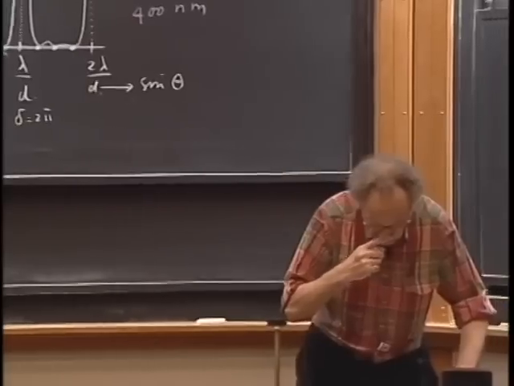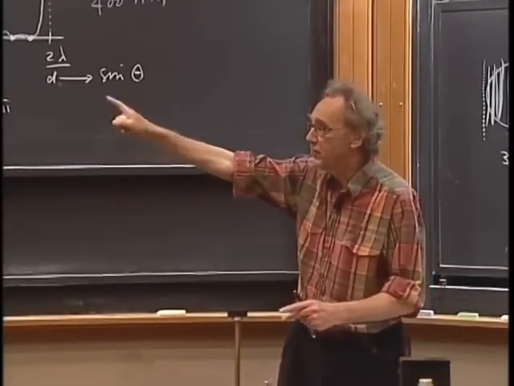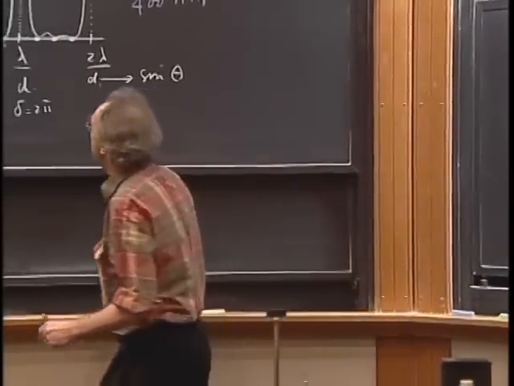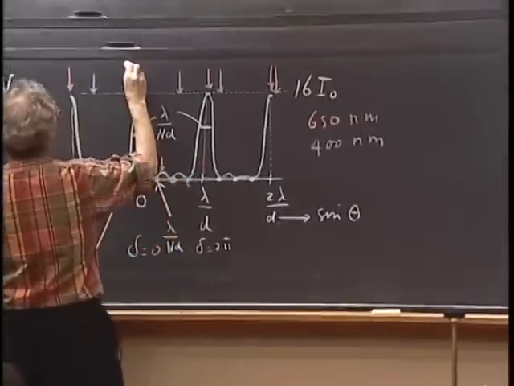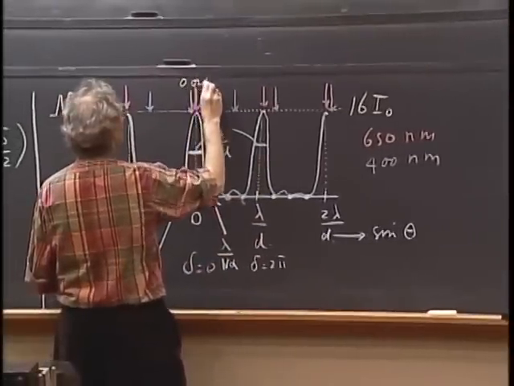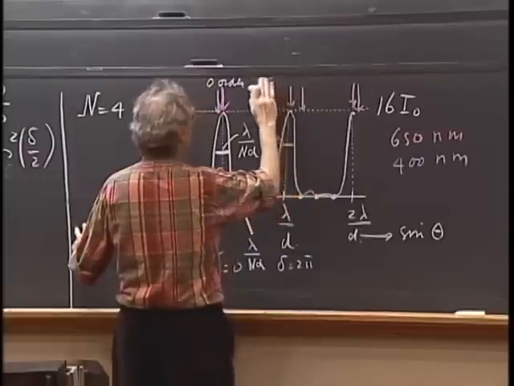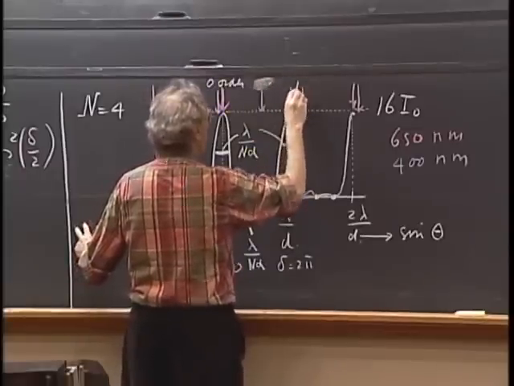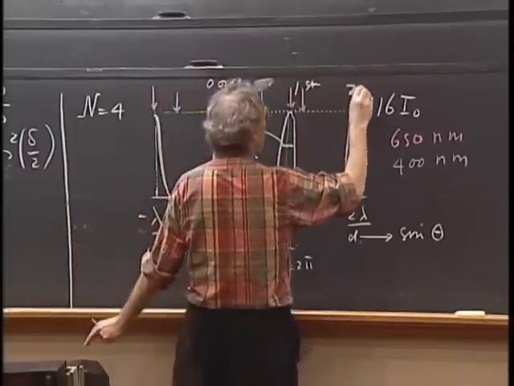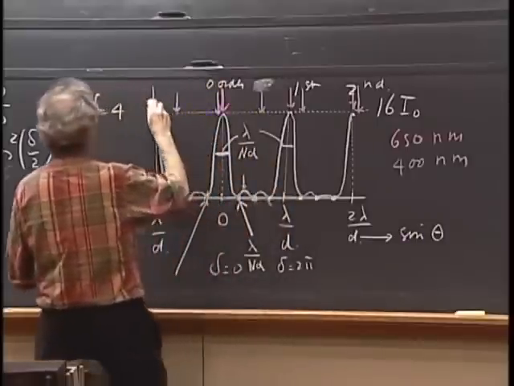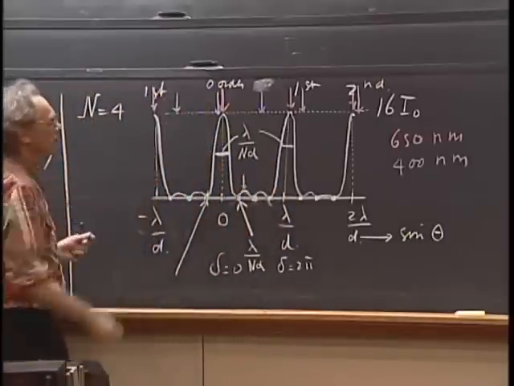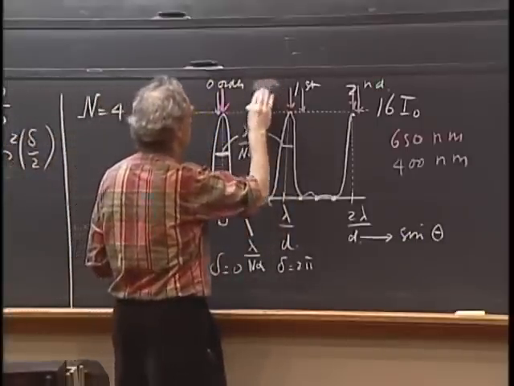So let's calculate at what angles we would then see the first. By the way, these things have names. We call this zero order. And we call this first order. And we call, oh, it's this one, yeah. This is first order. And we call this second order. And this is also called first order, but it is on the other side, of course. So we call these orders of the spectra.